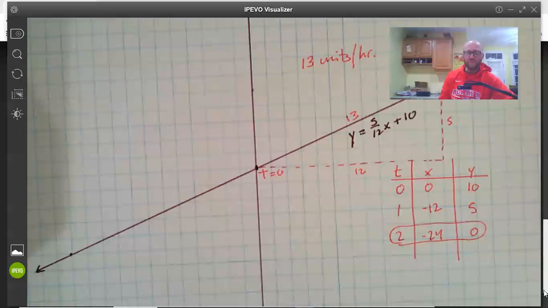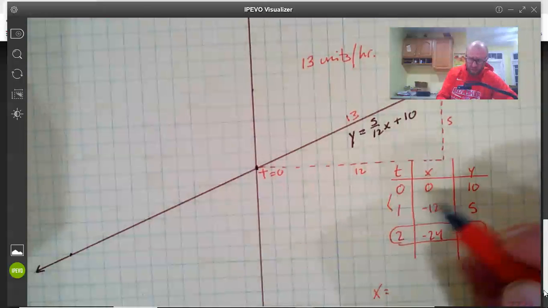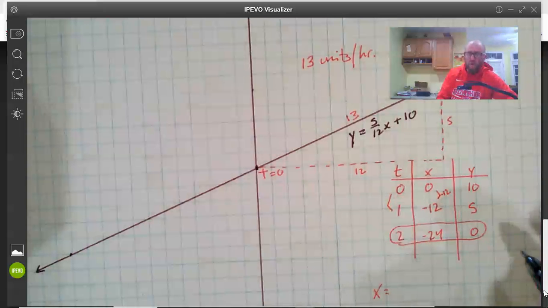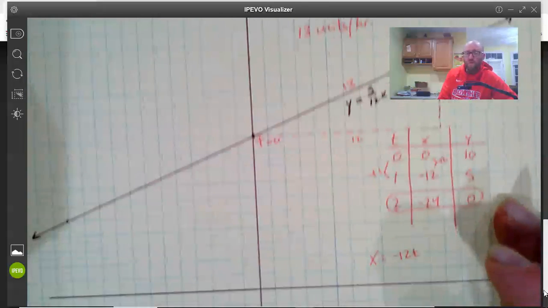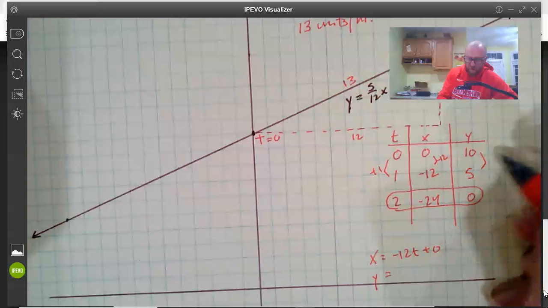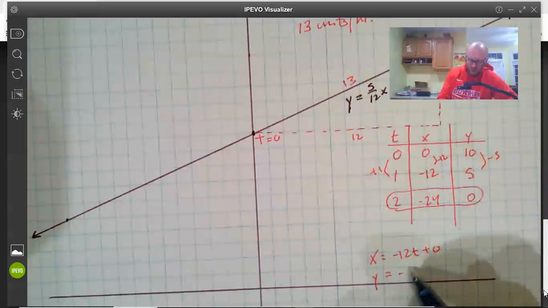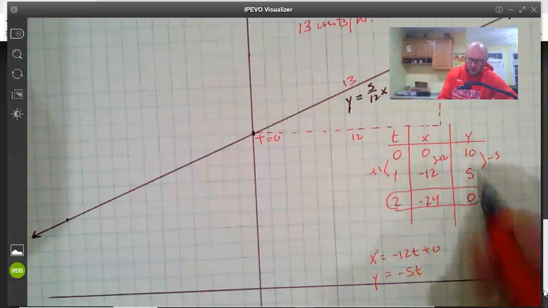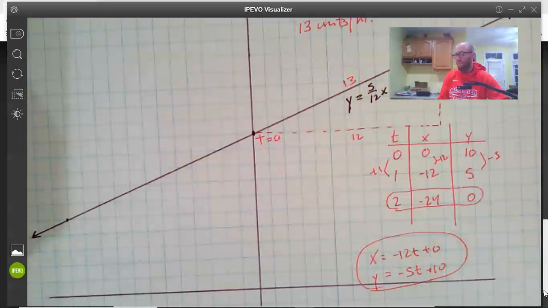Let's write our equations now. X goes down 12 units per hour, so it's going to be negative 12t, and the starting point is 0. We could write plus 0, but it's not really necessary. Our other equation is y equals, our change here is negative 5 units per hour, so I'll put negative 5t, and our starting point there is 10. So there's our two equations.